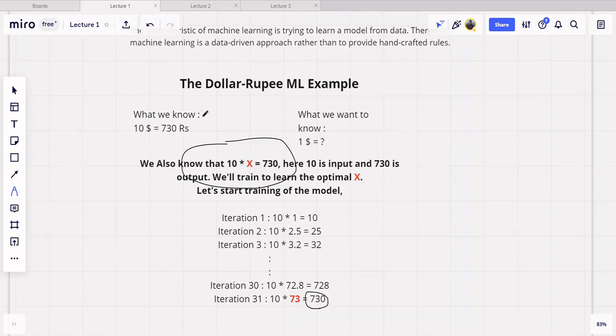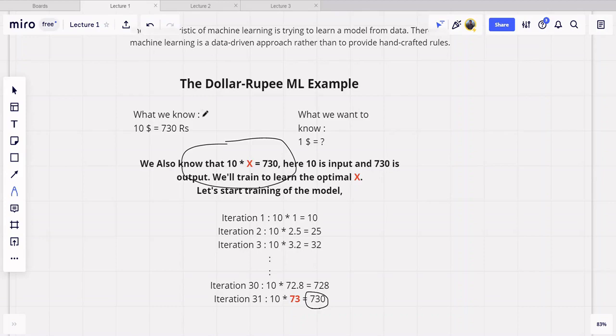So now let's say that you don't know how much is $1 worth in Indian rupees, but you do know that $10 is equal to 730 rupees. All right. Now, how will you use this data to predict another value? How will you use that $10 is equal to 730 rupees, and how will you use this data basically to predict how much is $1 worth? So that is the main problem here.